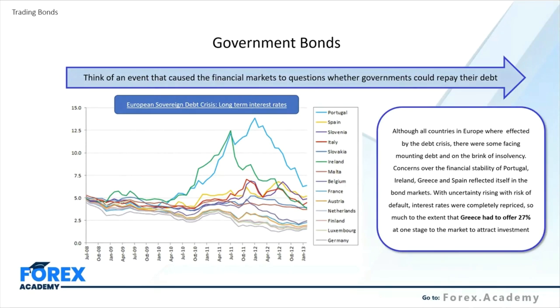Here in this example, we can see the European sovereign debt crisis with long-term interest rates. And we can see that Greece had at one stage a 27% interest rate on their bond. So a fantastic level of return, but we know that there was a huge level of risk in actually investing in Greece and euro denominated assets at that time.